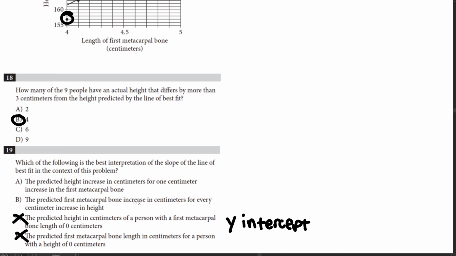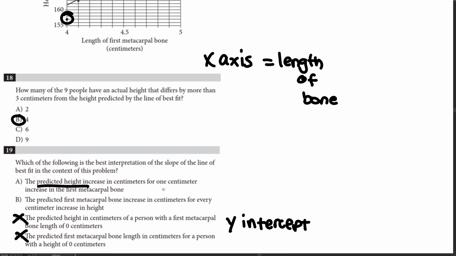The first metacarpal bone increase in centimeters for every increase in height. However, look at the x-axis. We are measuring the length of the first metacarpal bone on the x-axis. So in this case, we will need to have the predicted height increase for 1 centimeter increase in the first metacarpal bone. Because remember that the slope formula is change in y over change in x. So x should be the second statement, and we are measuring the change in that and predicting the height based on that change.